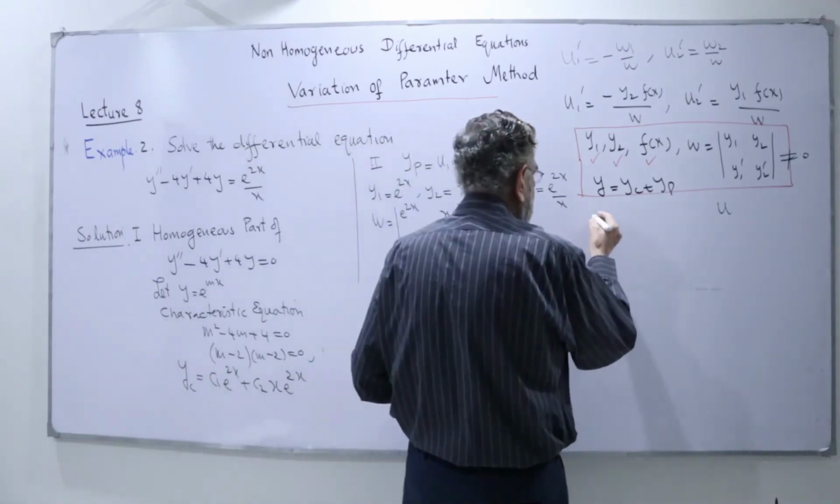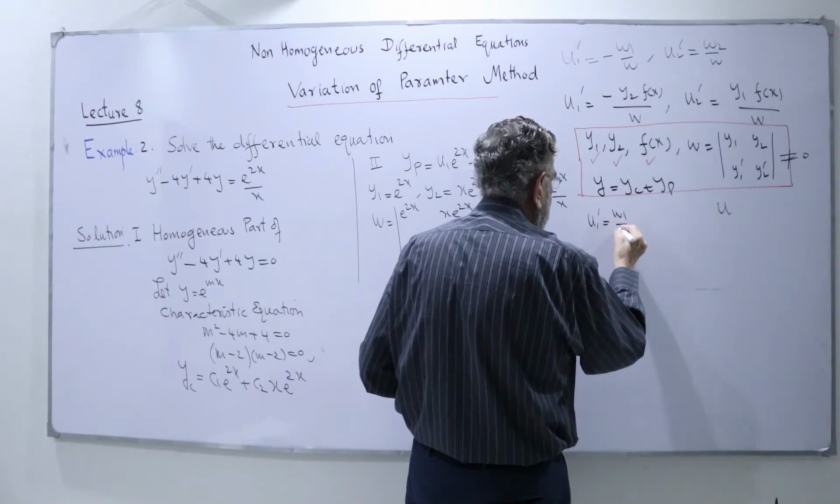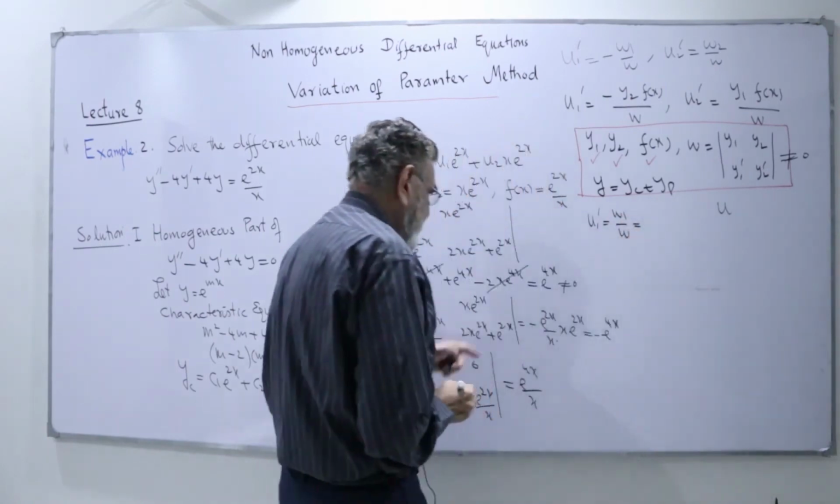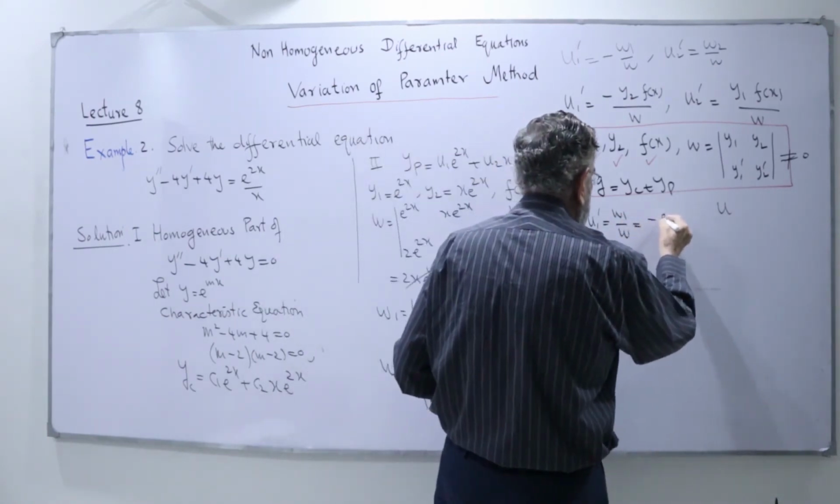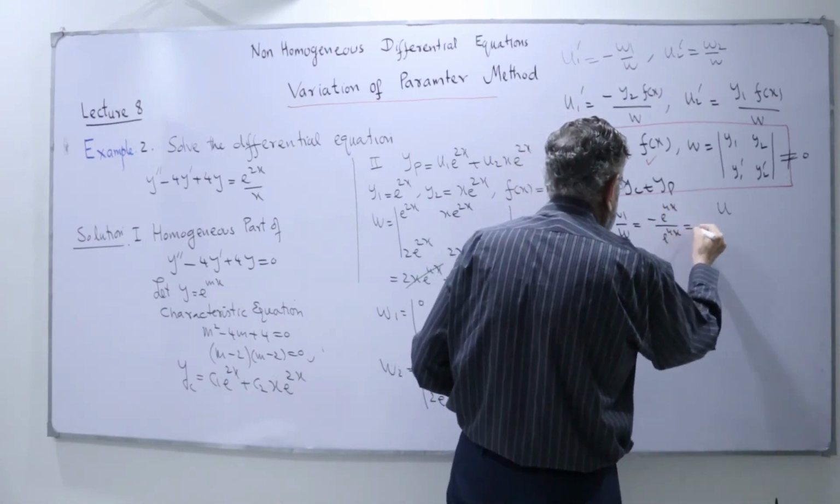Now we write our u1 dash. My u1 dash is equal to w1 over w. What's my w1? My w1 is minus e to power 4x. What's my w? It is e to power 4x. We get here minus 1.